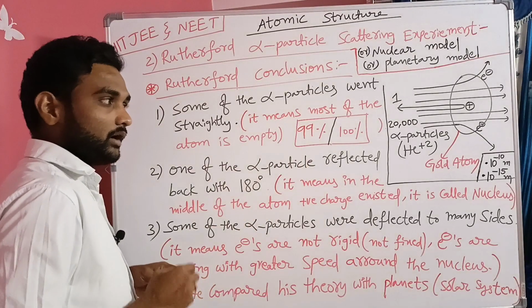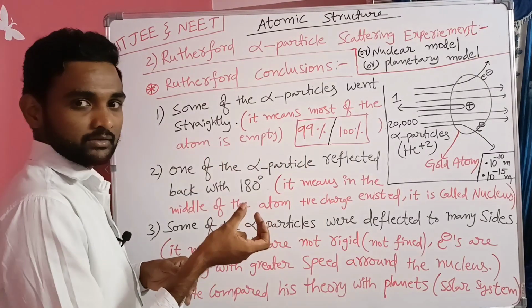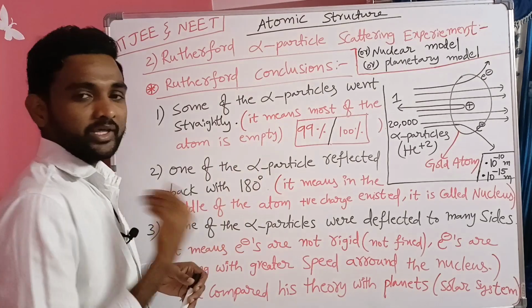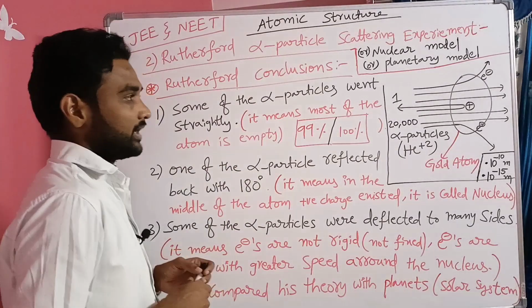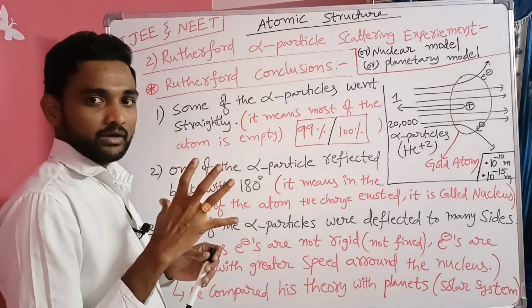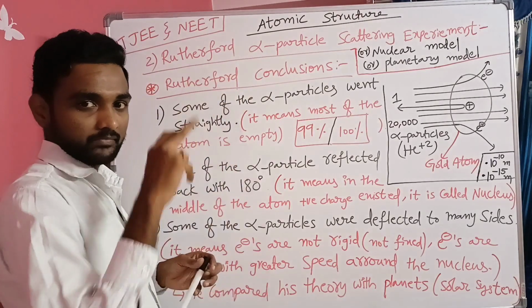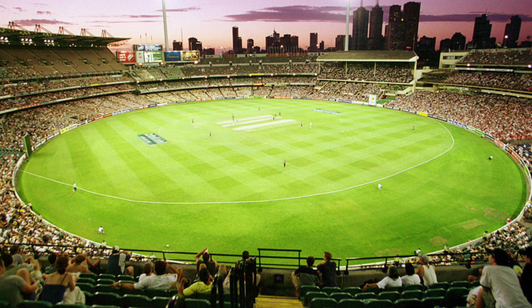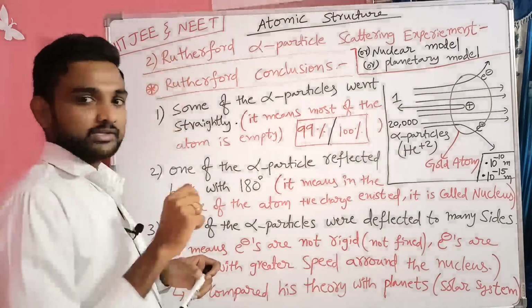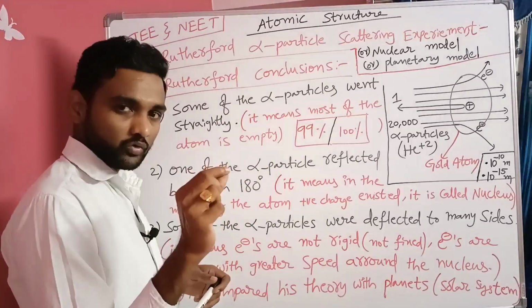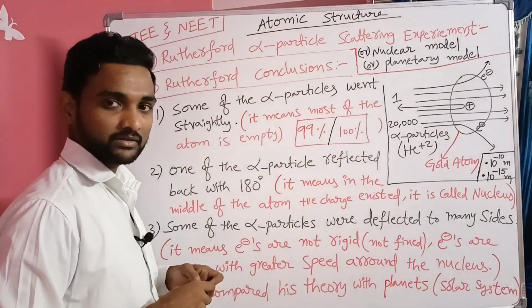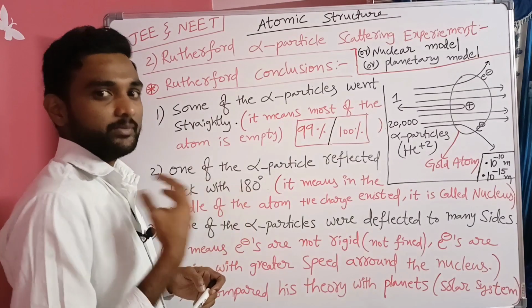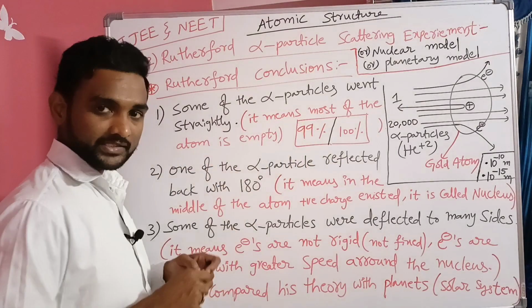To understand the nucleus size compared to the atom, let me give one example. Let us imagine the atom as a big cricket stadium, and in that stadium the nucleus is a small pebble, a small stone. Atom is a big stadium, and in it the nucleus is a small stone. That is the size of the nucleus. Now you have understood the size of the nucleus.